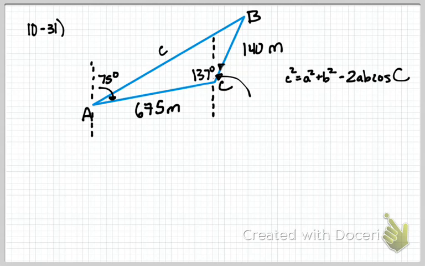I'll go ahead and write this in. All right, so we're going to write c squared. That's what we're solving for. We want to solve for this distance. Actually, I'm going to write it farther over. C squared equals, and cosine of c is our angle, 137. What's my a and b going to be? 140 and? You got it. Go ahead and put those in. 675.